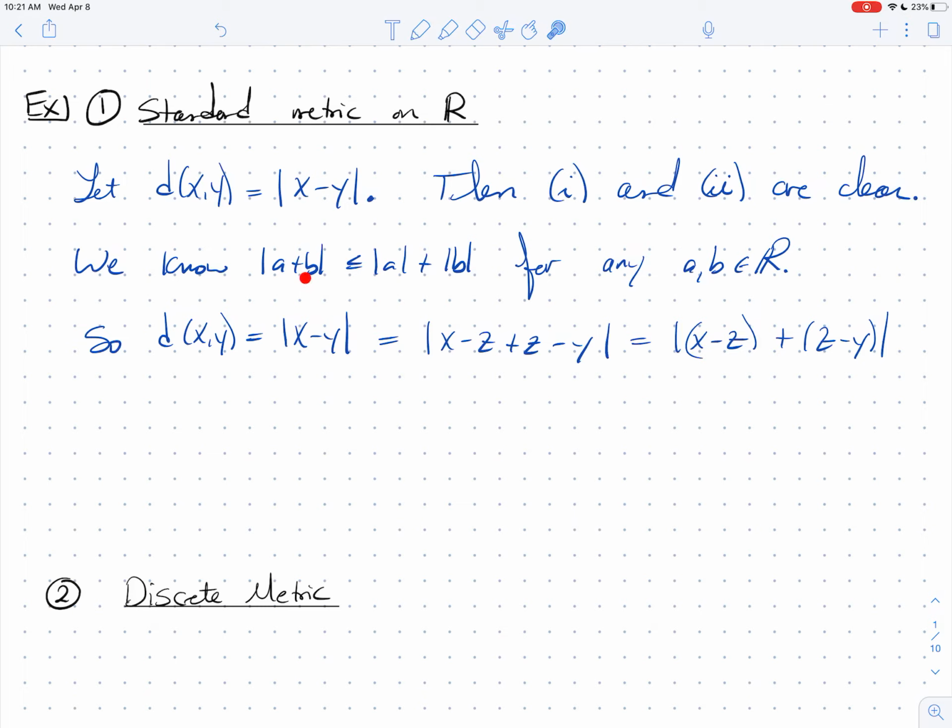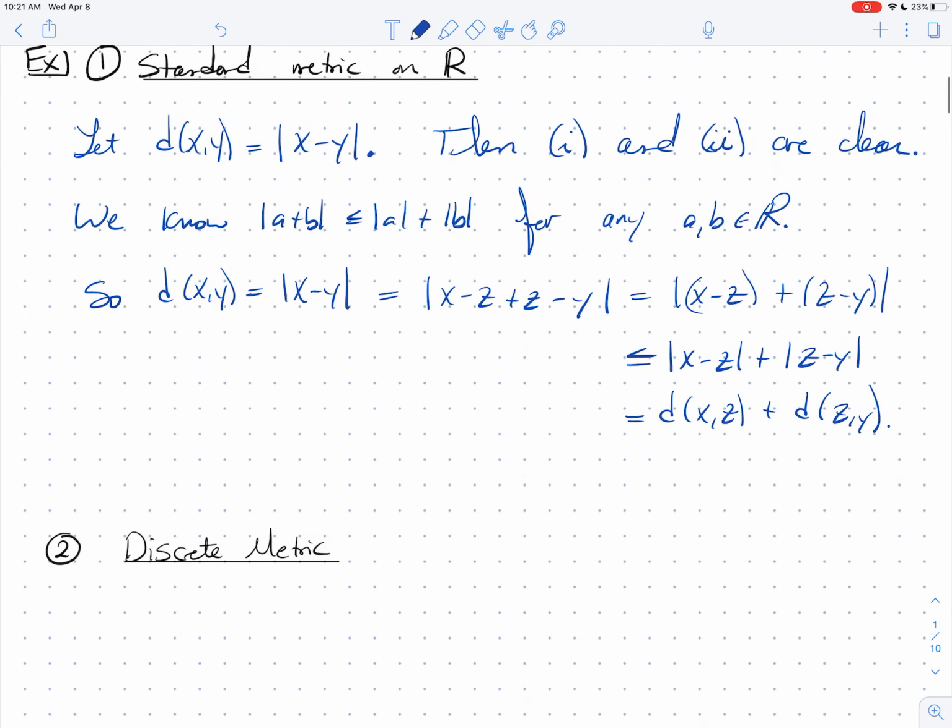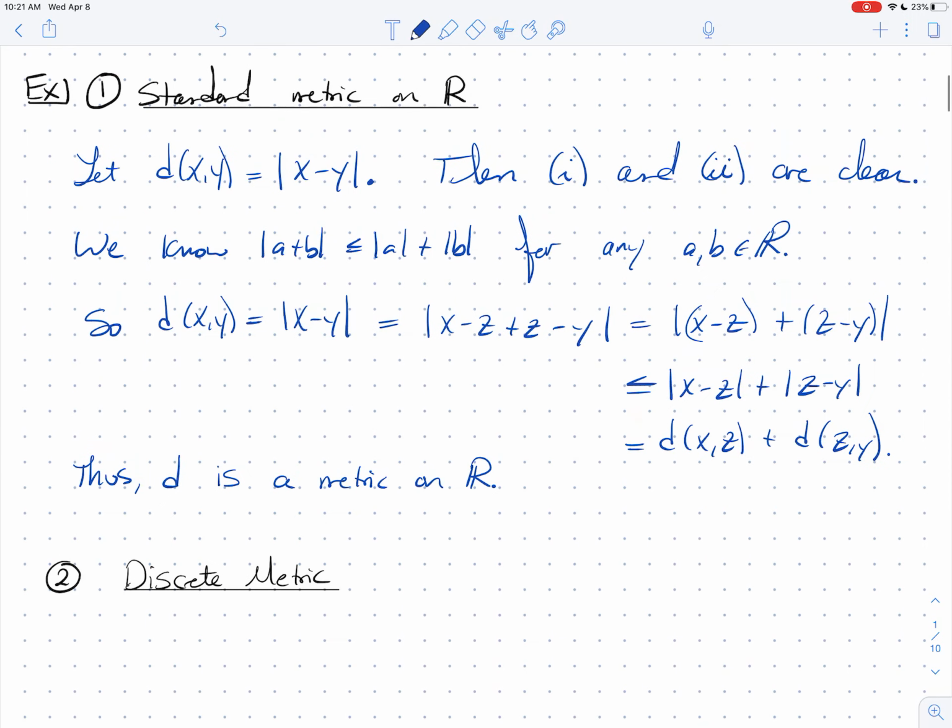If I just have one real number, A, plus one real number, B, then I can break it up. Well, that's a real number and that's a real number. So this is less than or equal to the absolute value of x minus z plus the absolute value of z minus y. Well, gosh, that's just the distance between x and z plus the distance between z and y. And so we've actually shown that 3 holds. And so we'll say thus D is a metric on the reals.